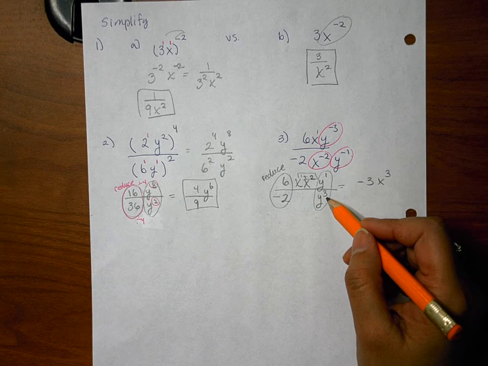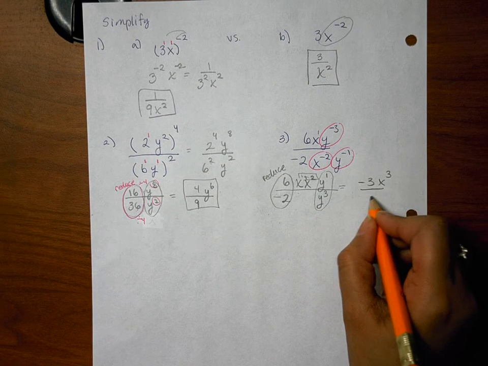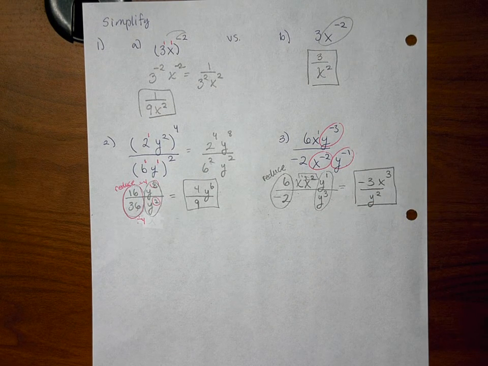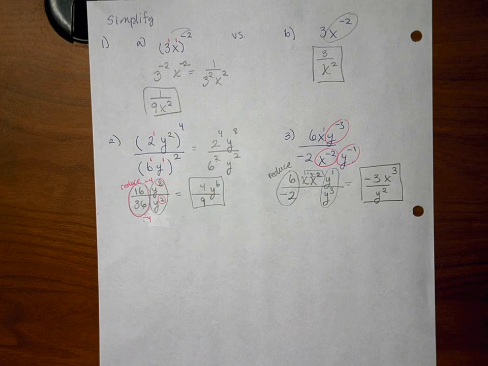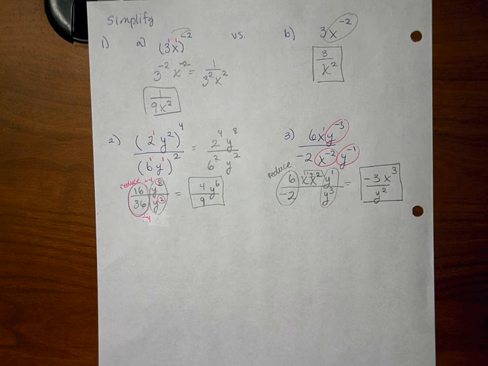That gives me x to the third. And here I subtract. I don't want to do 1 take away 3 because that's negative. So I'm going to do 3 take away 1 is 2. And because there's more at the bottom, the y squared is going to be at the bottom. That is the final answer.